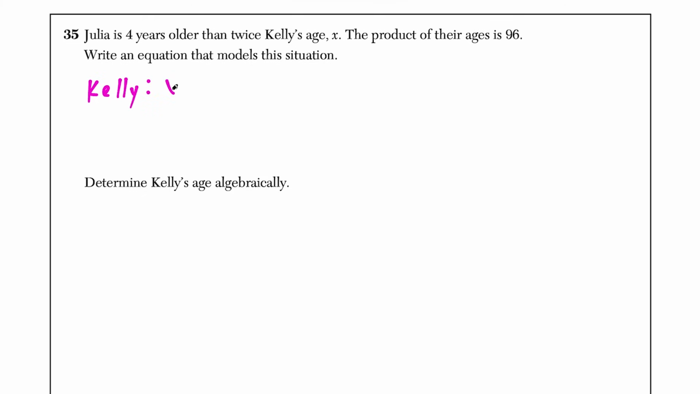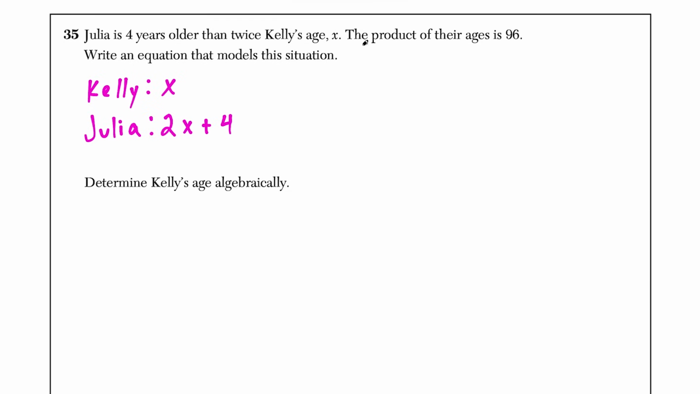So Kelly is X, and then I reread this a second time. So Julia, they said, is 4 years older than twice Kelly's age X. So read this a few times. 4 years older than twice Kelly's age X will get you to this part, to 2x plus 4. All right, and I'll make this a little bit neater. So we have 2x and then plus 4. And just if we think about this very carefully, 4 years older, that's why we're doing plus 4. And then twice Kelly's age X means times 2. So this gets us to the setup.